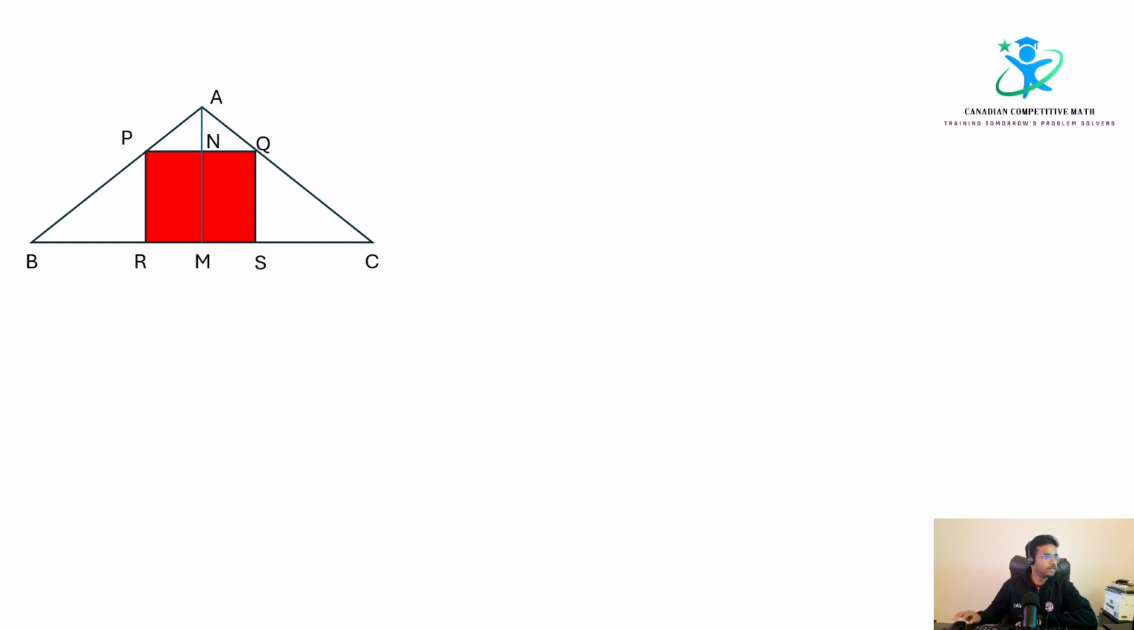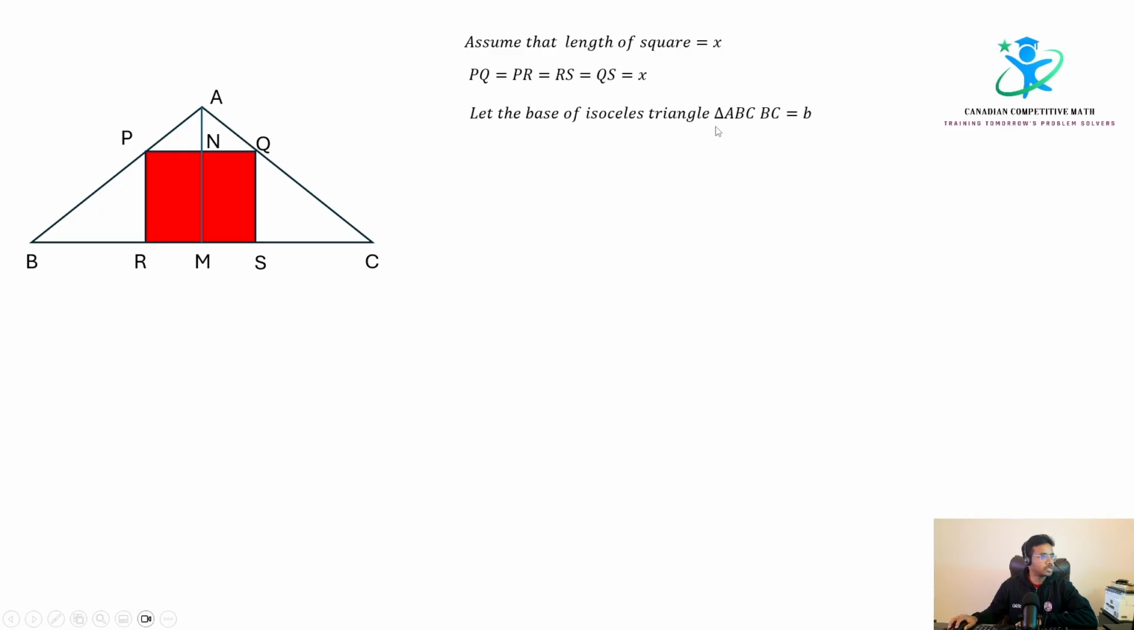From that, let us assume the length of the square as x. So PQ equals QS equals RS equals PR equals x. And let us assume the base of this isosceles triangle is BC, so the length of BC, let us assume that equals b. Next, let the height of isosceles triangle ABC, AM, equal h.